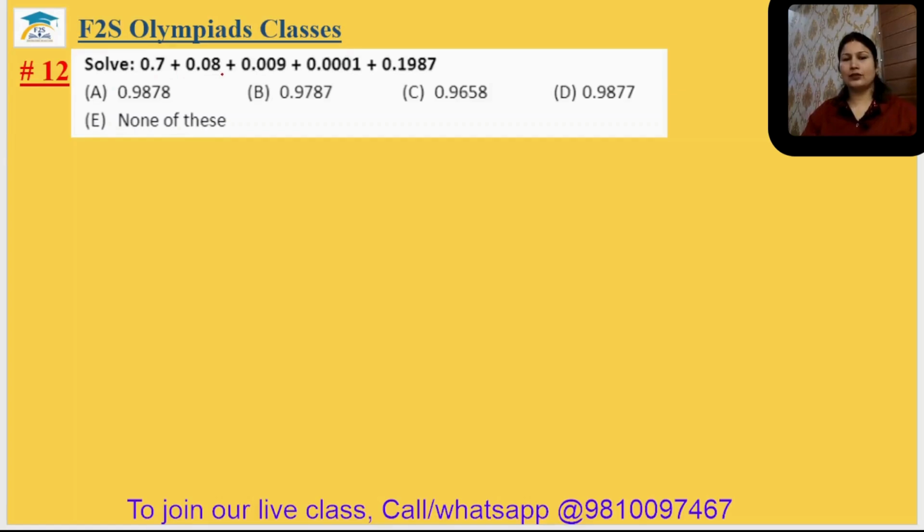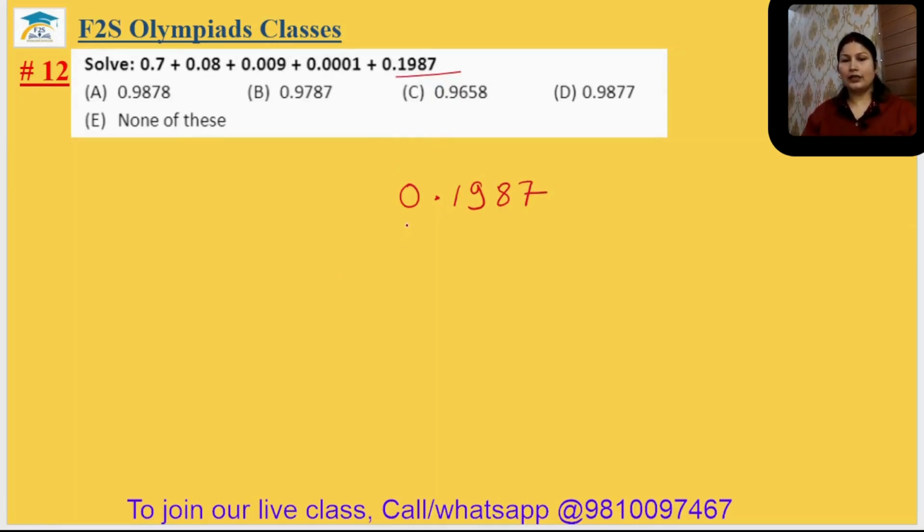Solve 0.7 plus this plus this plus this. So first we will write the one with the highest decimal digits. To add decimal numbers, the first step is to make the decimals equivalent decimals. Equivalent decimals are those whose number of decimal digits are equal. ठीक है, तो सबसे पहले आप इसको लिखोगे बड़े वाले नंबर को, 0.1987. It has the most decimal digits.